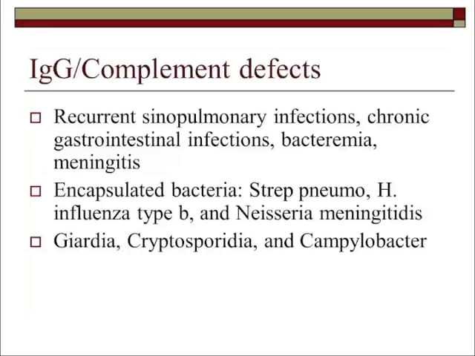With immunoglobulin defects or complement defects, you're going to see a lot of recurrent sinopulmonary infections, infections with encapsulated bacteria. With the complement defects, you'll see bacteria and meningitis. Maybe that rings a bell from internal medicine. And then you'll also see Giardia, Cryptosporidia, Campylobacter causing GI disease, diarrhea, chronic diarrhea, etc.